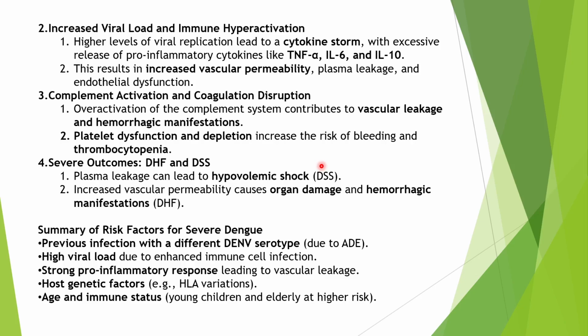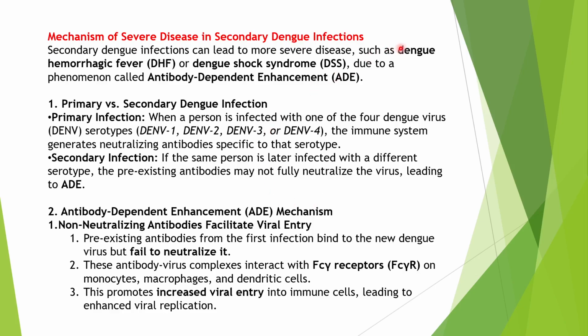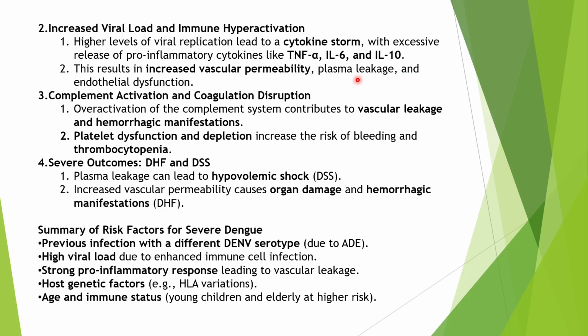Other than this, the severe outcomes are DHF and DSS. The plasma leakage can lead to hypovolemic shock, and increased vascular permeability causes organ damage and hemorrhagic manifestations. So this is why we have the severe complications, that is dengue hemorrhagic fever and dengue shock syndrome.